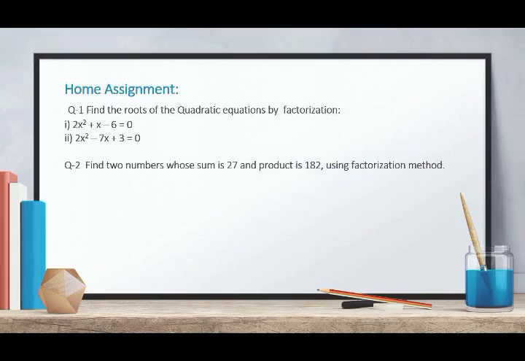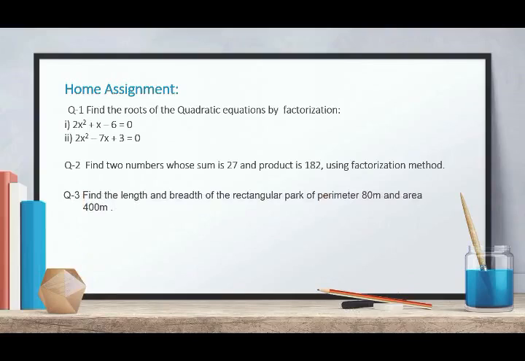Now let us take some home assignment. So find the roots of the quadratic equation by factorization. Two questions are given to you. Then find two numbers whose sum is 27 and product is 182. Using factorization method, you need to solve it. One more question. Find the length and breadth of the rectangular park of perimeter 80 meter and area 400 square meter.